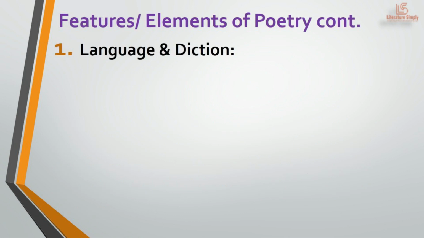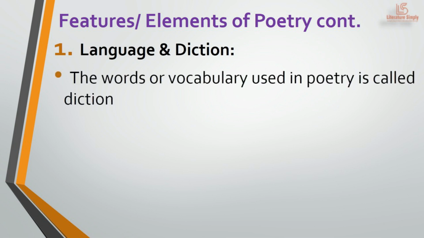Number 1. Language and diction. It is one of the dominant features of poetry. The language of poetry is distinct from that of other forms of literature and mundane language. Though the words used in poems seem regular communicative words, their selection is more conscious. The words or vocabulary used in poetry is called diction. This particular selection of words creates a more expressive effect.